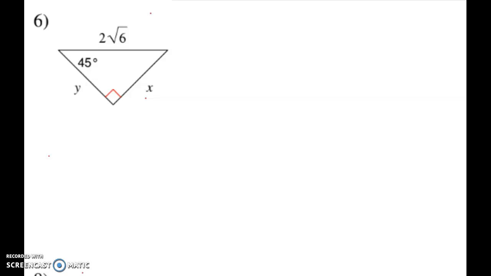All right, number 6 is a 45, 45, 90. We want to find these missing sides, x and y. Because it's a 45, 45, 90, I know that x is congruent to y, and also that it has side ratios of 1 to 1 to root 2. So if I take one of the legs and multiply it by root 2, I'll get the hypotenuse.